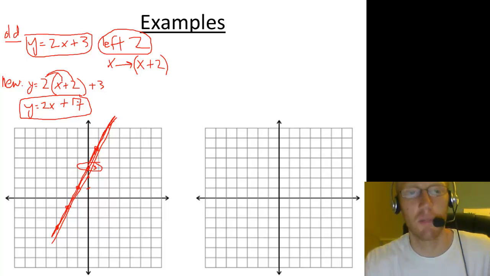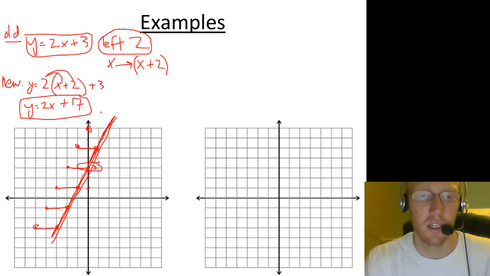So y equals 2x plus 7, my intercept, instead of being at 3, 4, 5, 6, 7. So here's my new intercept. If I go down 2, backwards 1, down 2, backwards 1, down 2, back 1, you can see that every single point got moved left 2, left 2, left 2, left 2, left 2. So even if it doesn't make sense yet why it works, you can certainly see that it does work.